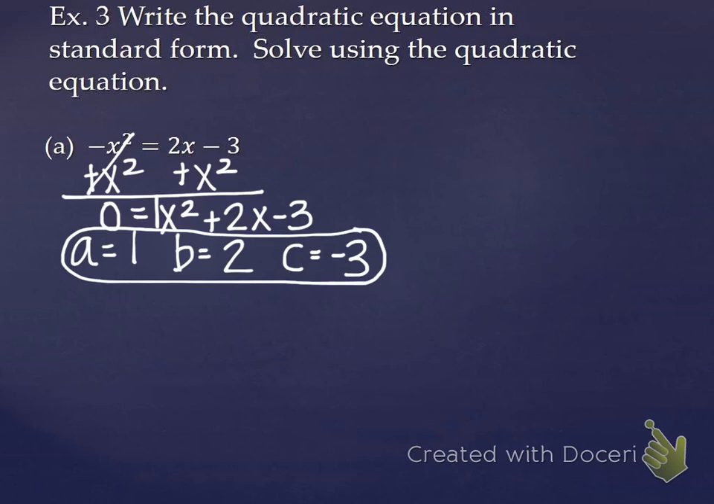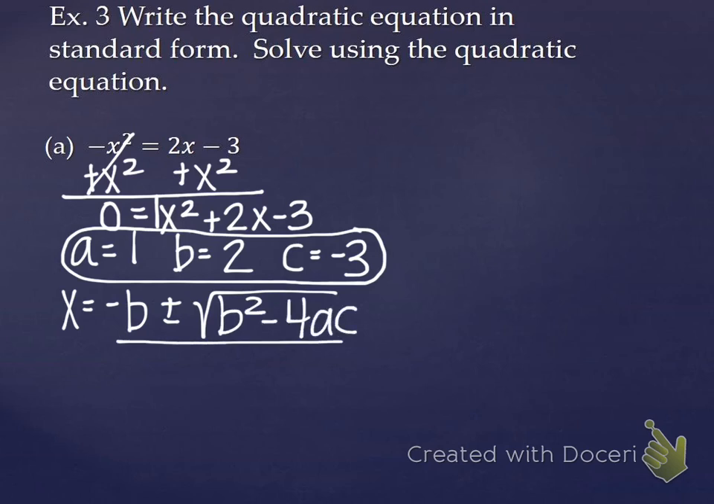Plug it in. Once we've got those values, we're going to plug it in. And they were nice enough to even give you the formula. X equals -b plus or minus the square root of b squared minus 4ac, over 2a. Do you notice what they have you plugging those values into? Parentheses.